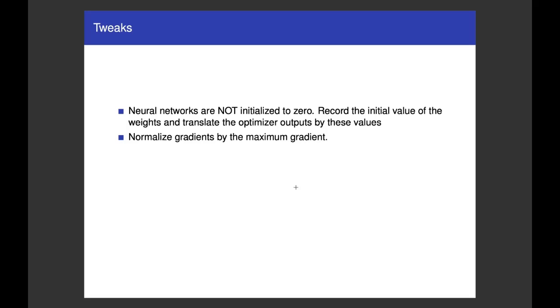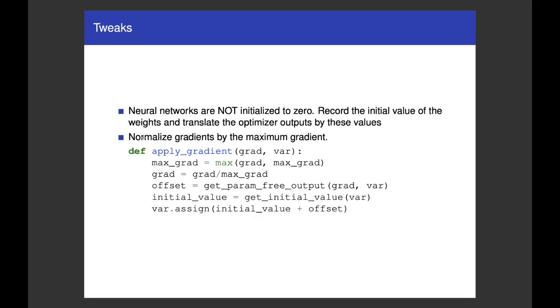Then we'll normalize the gradients by the maximum gradient, so that overall we have this kind of pseudo TensorFlow code here, where both in TensorFlow or in PyTorch, if you're implementing an optimizer, you have to override some method that has a signature a little bit like this, where it takes as input a variable and a gradient, which is the gradient of the loss of that variable. And we'll compute the maximum gradient, we'll normalize it, we'll make some call to some parameter-free algorithm that we've implemented somewhere else that will give us the offset value, and then we'll get the initial value and assign the variable to its offset plus the initial value.